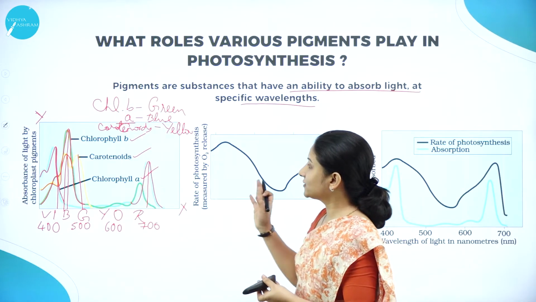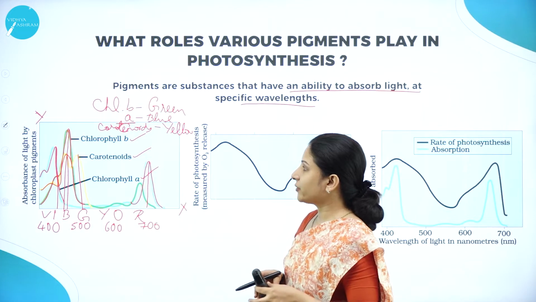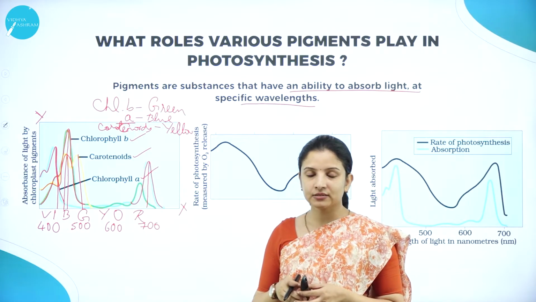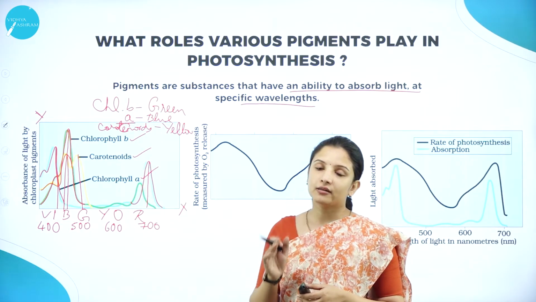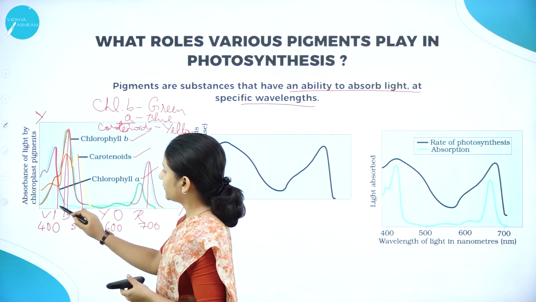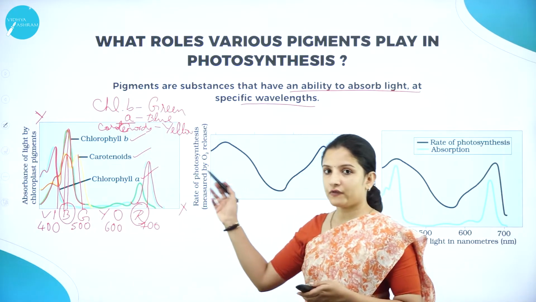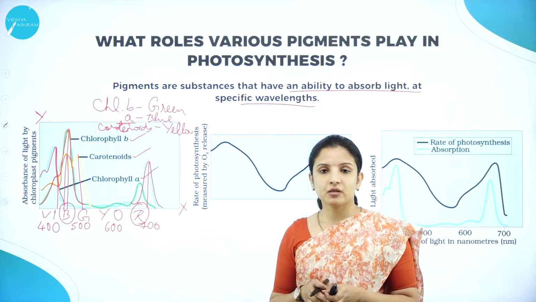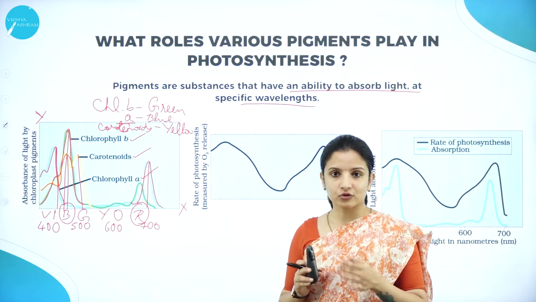So therefore, what is understood by this particular graph? The absorption of light by chloroplast pigments is more in which chloroplast pigment? It is more in chlorophyll A. Why? Because chlorophyll A can absorb the blue light as well as the red light. So now we know which pigment actually participates more in the process of photosynthesis.